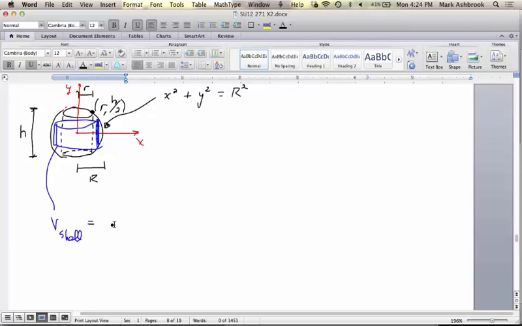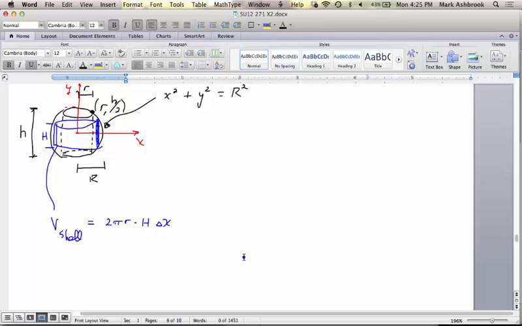So the volume of the shell will be the circumference of the shell times the height of the shell. The height of the shell we need to call something else, so let's call that capital H, because the height of the napkin holder and the height of the shell are two different things. And then times the thickness. Is the thickness delta x or delta y? Delta x.